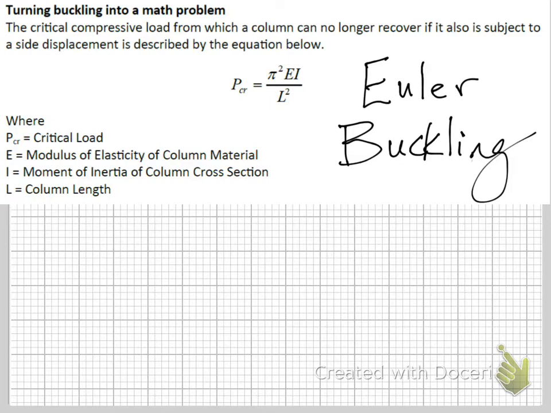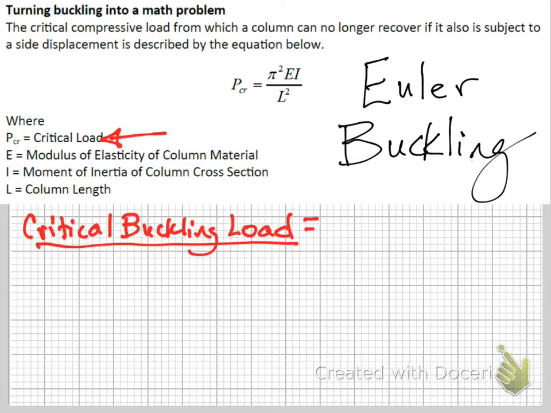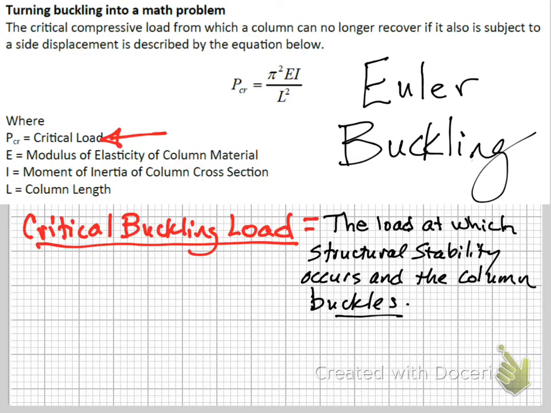We have what we call a critical buckling load. We will define this as the load at which structural instability occurs and the column buckles. The critical buckling load is the load at which structural instability occurs and the column buckles. We denote it with a capital P sub CR for critical.